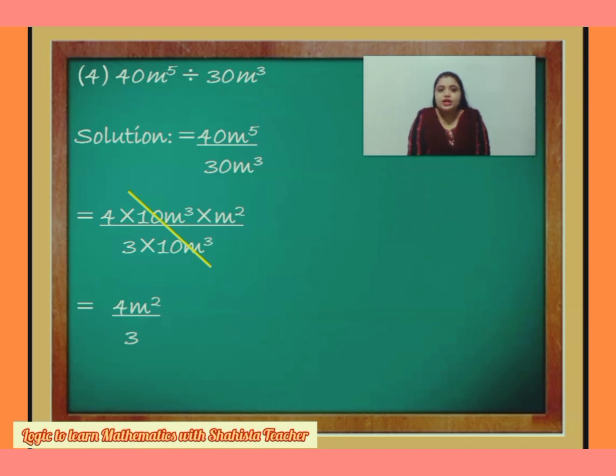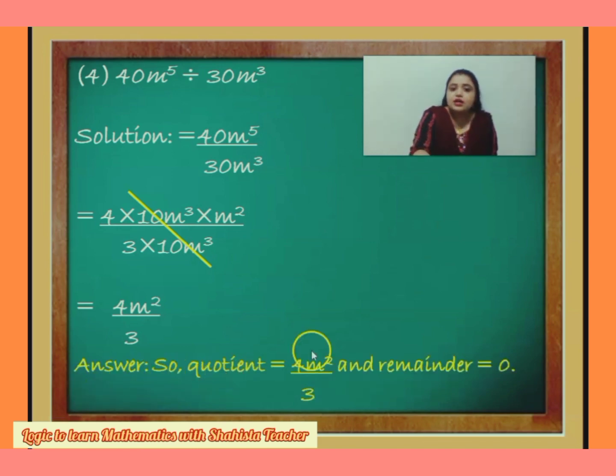So here the answer is: quotient is 4m square upon 3 and remainder is 0. So simply here we will write the answer. Quotient is equal to 4m square upon 3 and remainder is equal to 0. So my dear students, in this way we have completed sub-question 4 of practice set 10.1. Now let's solve sub-question 5.